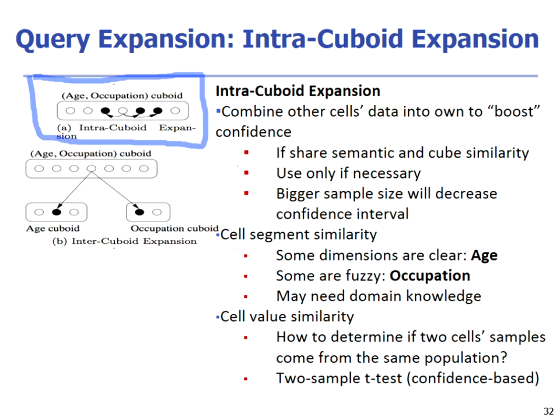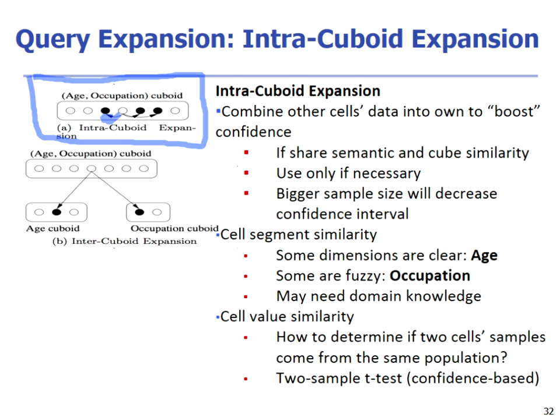So in the same cuboid, we will add some samples from the nearby cell. This is an example. We combine other cells' data to boost confidence if they share semantic and cube similarity, and this manner is to be used only if necessary.